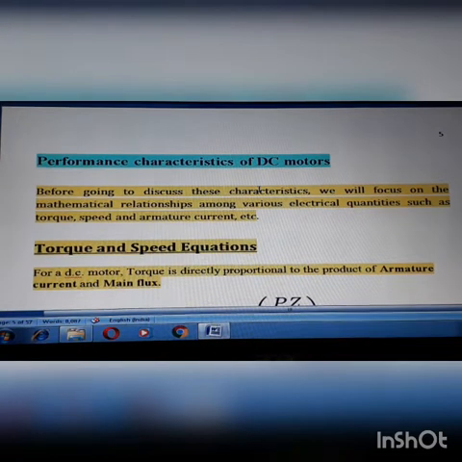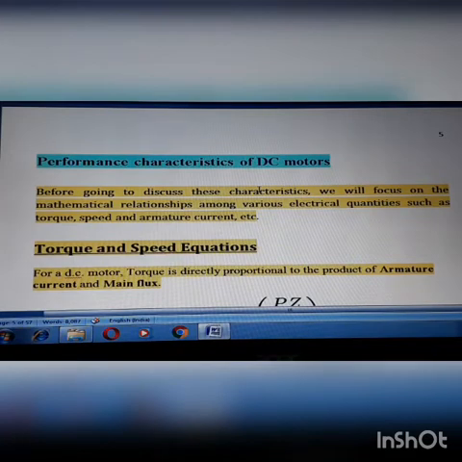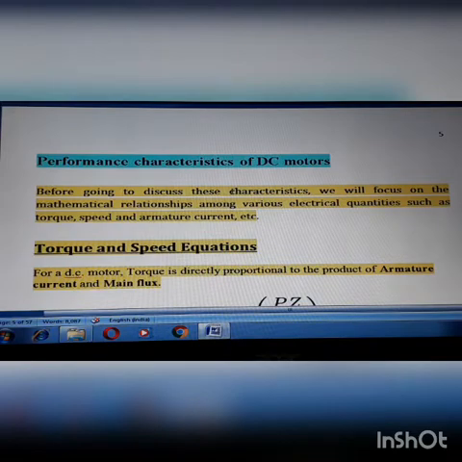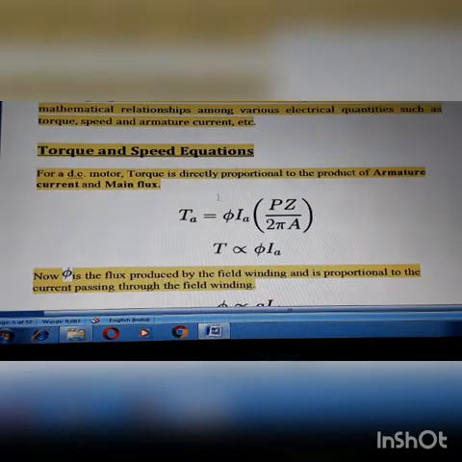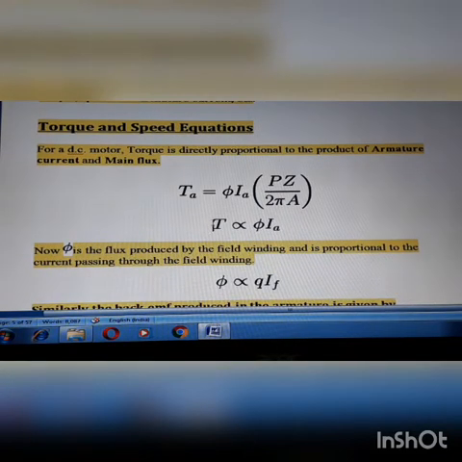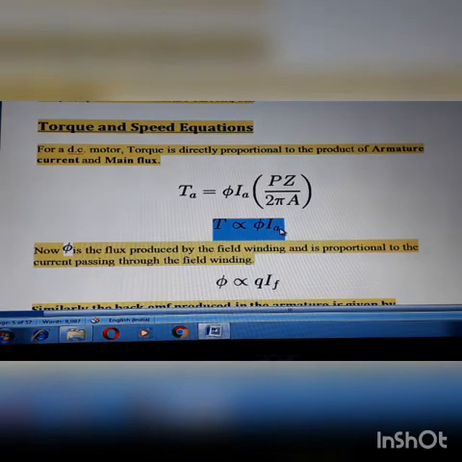Today we will be discussing performance characteristics of DC shunt motors. Before actually starting with the characteristics of a DC shunt motor, we should be aware of two equations. First is your torque equation, second is your speed equation. As we all know, the torque equation is given by T is directly proportional to phi Ia, where T is your torque, phi is your field flux, and Ia is your armature current.